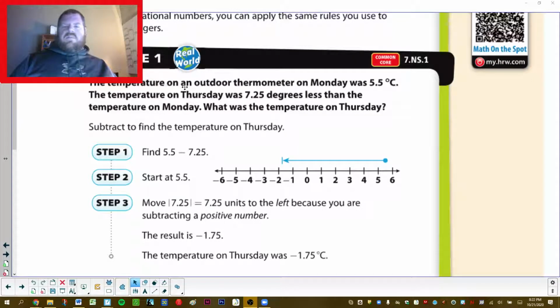It says here the temperature on an outdoor thermometer on Monday was 5.5 degrees Celsius. The temperature on Thursday was 7.25 degrees less than the temperature on Monday. So what was the temperature on Thursday?